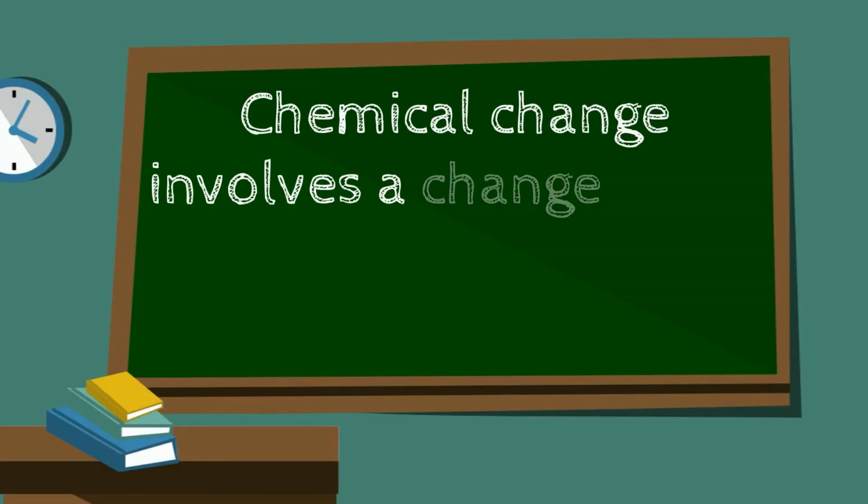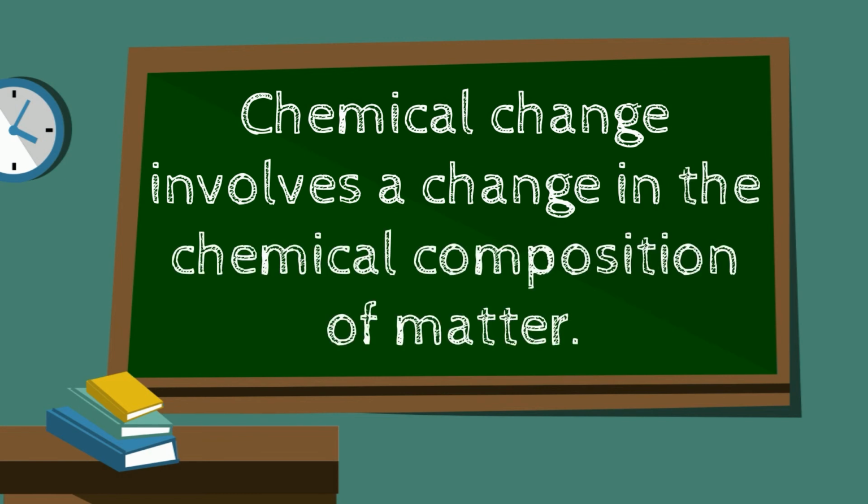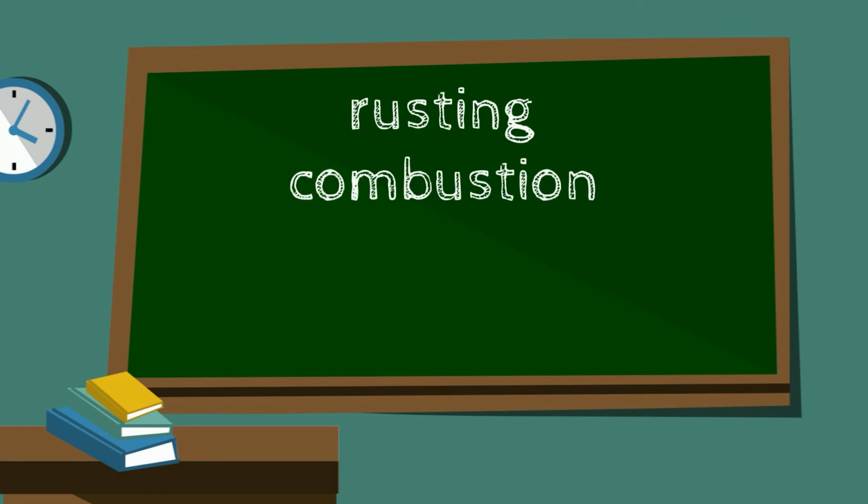The other type of change is known as chemical change. As we know, this one involves a change in the chemical composition of matter, and this is usually irreversible. It means that once it happens, the substance cannot go back to its original form or composition. Some examples of chemical change include the rusting of metals with iron, burning or combustion of gas, digestion of the food in the stomach, and the cooking of the food that we eat.